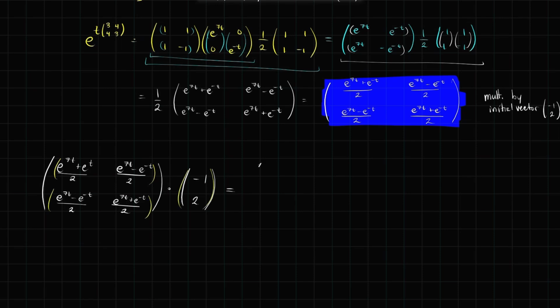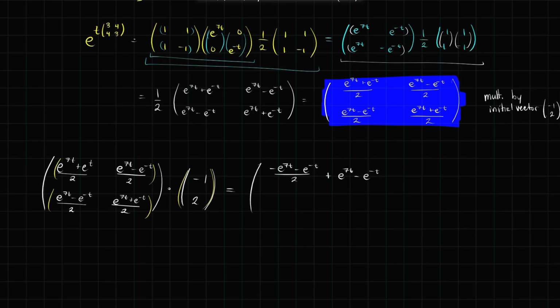That's going to give me an output of -1 copies of the first case, so I have negative e to the 7t minus e to the -t over 2. That's -1 copies of the first, and then 2 copies of the second. I'm going to add e to the 7t. I'm going to subtract e to the -t because I've multiplied that term by 2. Same in the bottom row.